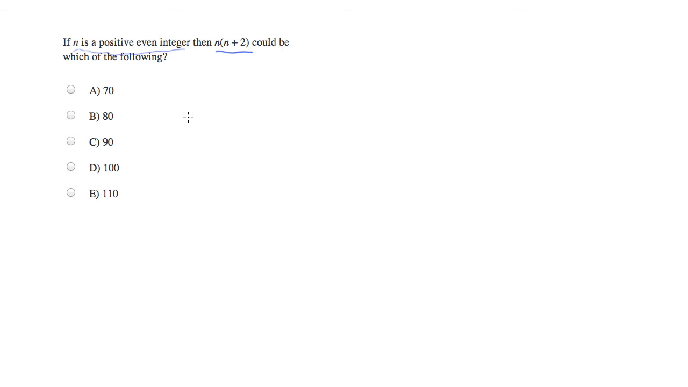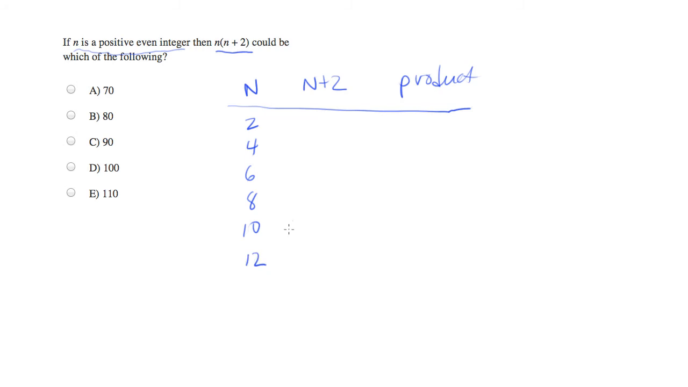So the way that I'm going to handle this problem is actually I'm just going to make a list of positive even integers. The number N, N plus 2 larger than that, and then the product. And this actually isn't going to take very long because there aren't too many of these. So let's just make a list. 2, 4, 6, 8, 10, 12. And I think that's going to be enough.